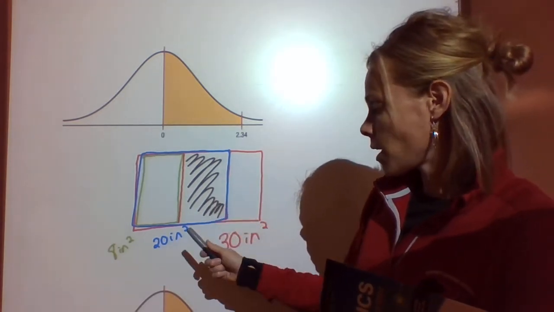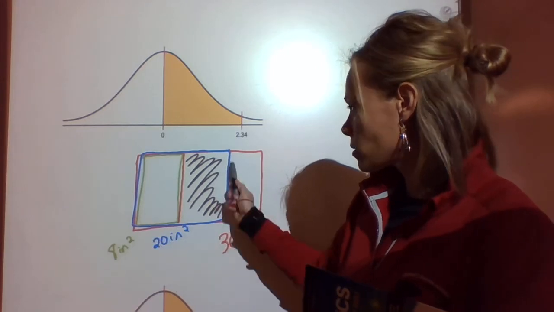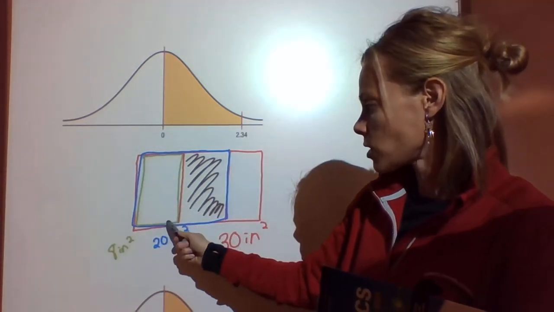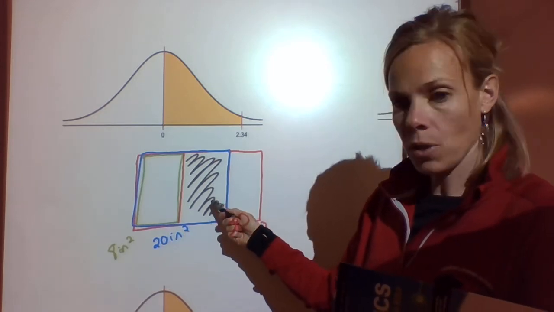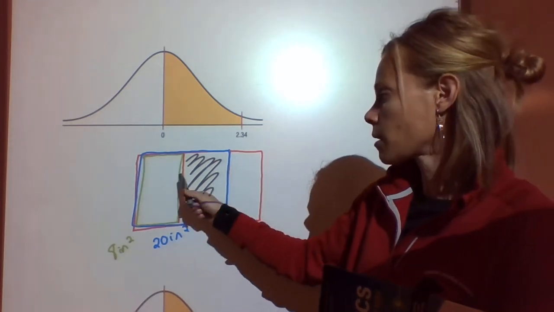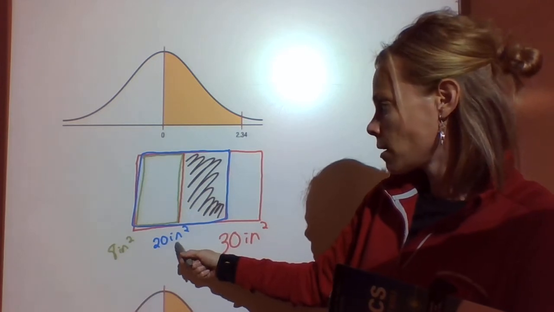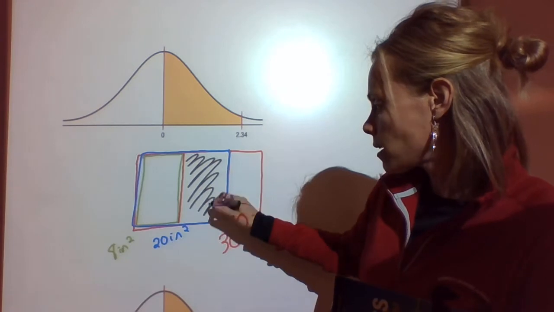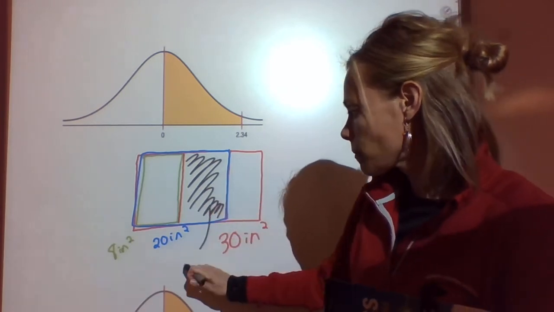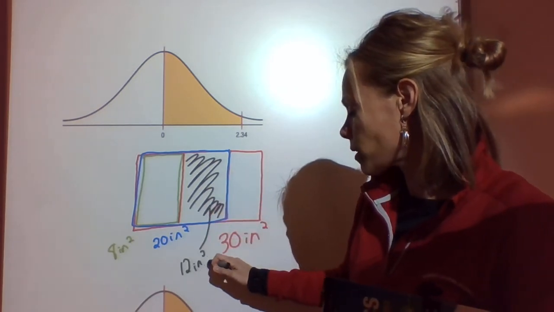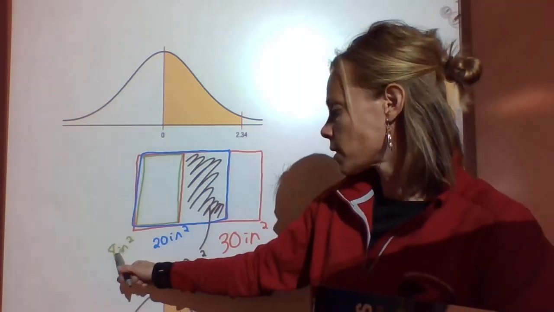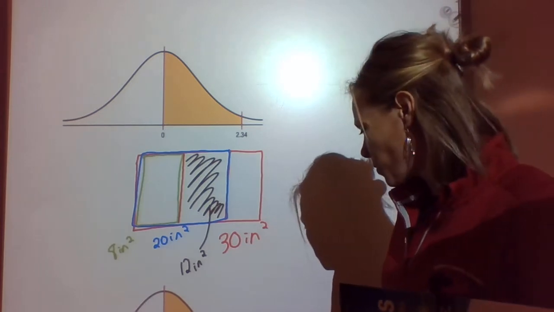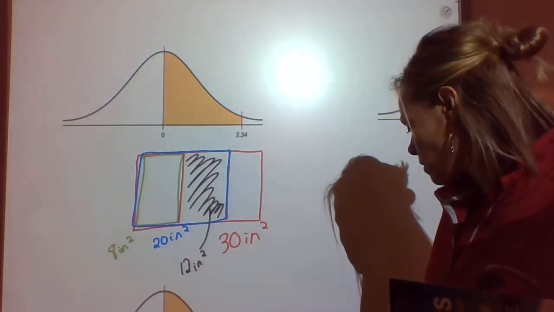Well, I would know that 20, this whole blue, minus the 8, that's not shaded, would then equal the black, right? Because the black plus the green is going to equal 20. So if I take 20 minus 8, what's the area of the black then? It should be 12 inches squared. And I could say, okay, 12 plus 8 is 20.